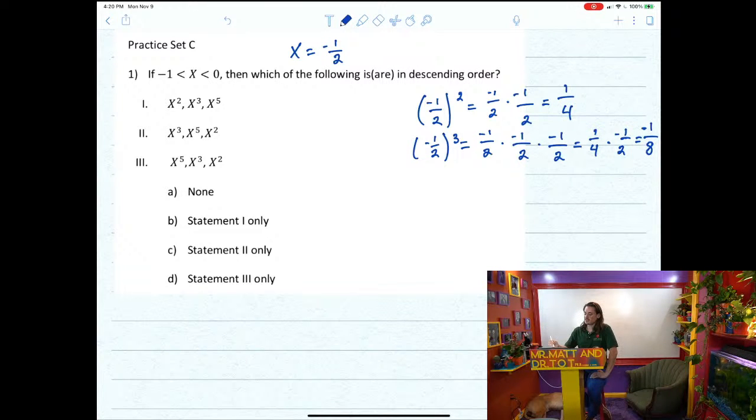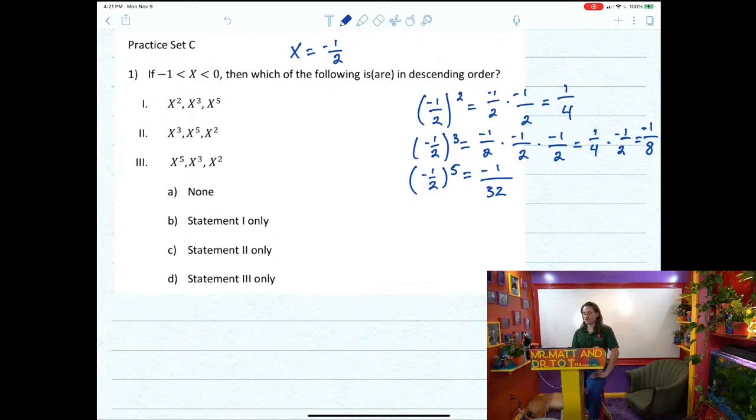And then finally, negative 1/2 raised to the 5th power. Because it's an odd power, it's going to retain the negativity, so that it's going to be 1 over 2 to the 5th, which is 32. So that's going to be negative 1 over 32.